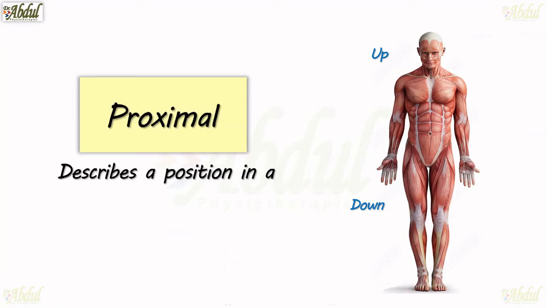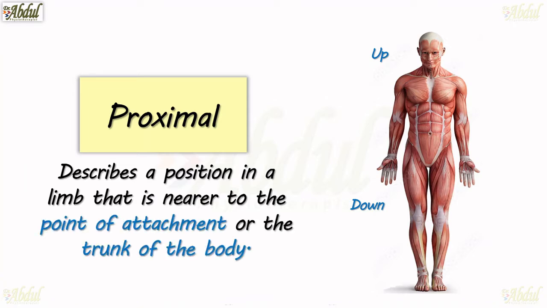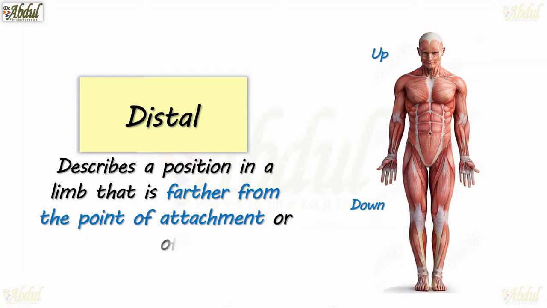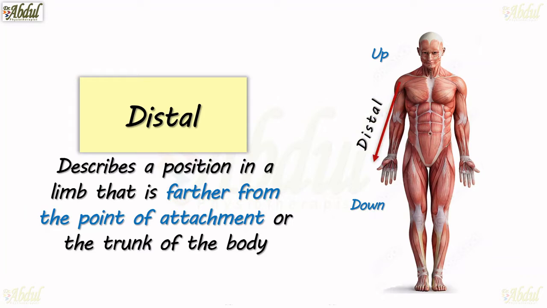Proximal describes a position in a limb that is nearer to the point of attachment or trunk of the body. There it is, proximal, towards the point of attachment to the trunk of the body. Distal describes a position in a limb that is farther from the point of attachment or the trunk of the body. This is distal, farther from the point of attachment or the trunk of the body.